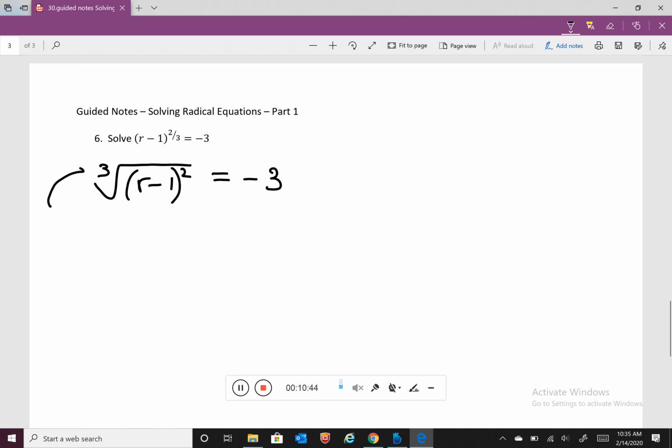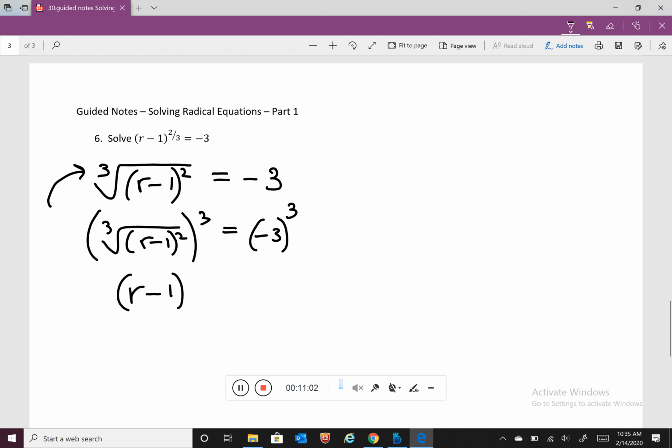So to undo the root of 3, we need to take the left side and raise it to the power of 3, and the right side and raise it to the power of 3. And this leaves us with r minus 1 squared. And then notice on the right-hand side, this is negative 3 cubed, and a negative times a negative times a negative gives us a negative 27.